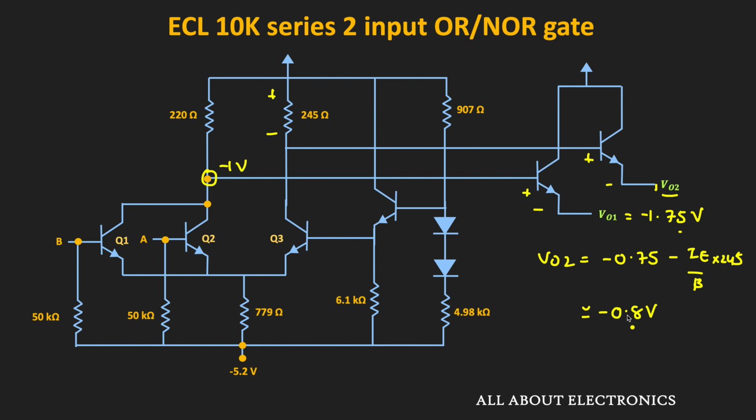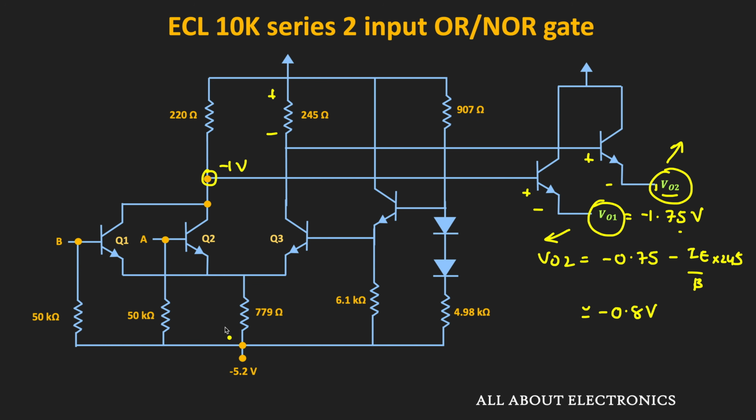So in this way, when the A and B inputs or any one of them is high, then this VO2 output will be high while the VO1 output will be low. And in this way, this VO2 output will act as an OR gate and this VO1 output will act as a NOR gate. And in this way, this circuit performs the function of the OR and the NOR gate.